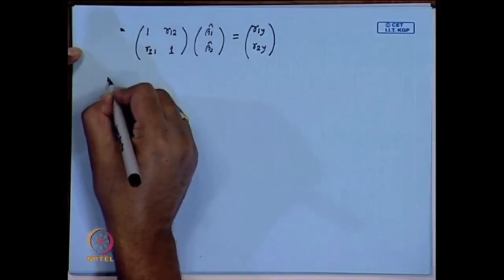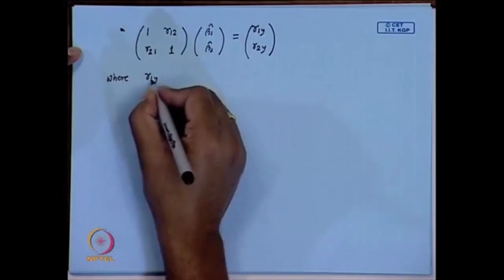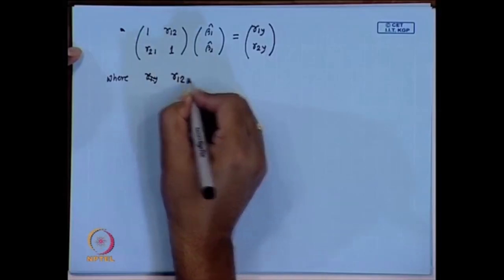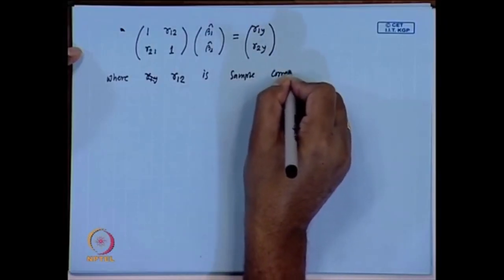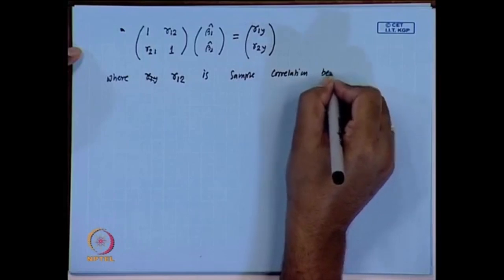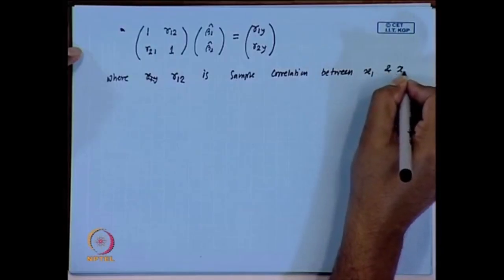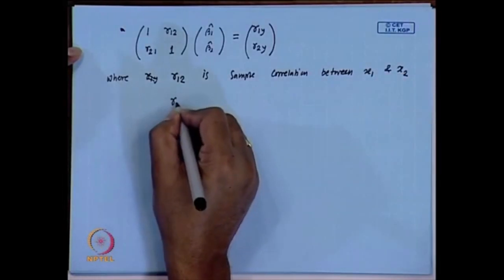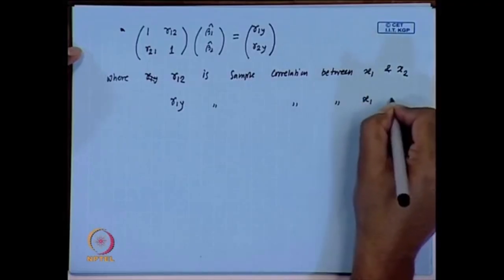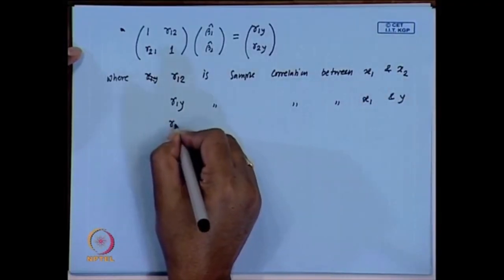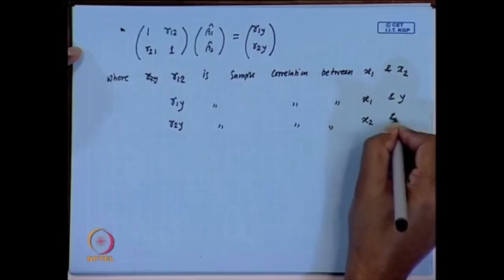Well, I already mentioned that R 1 2 is the sample correlation between x 1 and x 2, and R 1 y is the sample correlation between x 1 and y. Similarly, R 2 y is the sample correlation between x 2 and y.